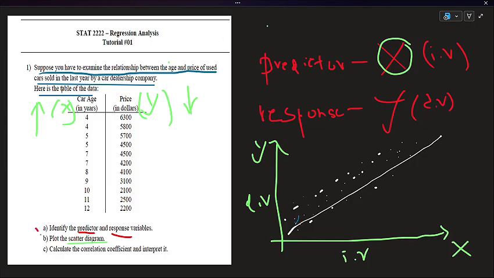Now, we have already plotted this scatter diagram. Next, calculate the correlation coefficient and interpret it. So what is that? The line is going at this angle. The correlation coefficient is a value between -1, 0, and +1. With these values, you can say what the graph is going to look like, right?